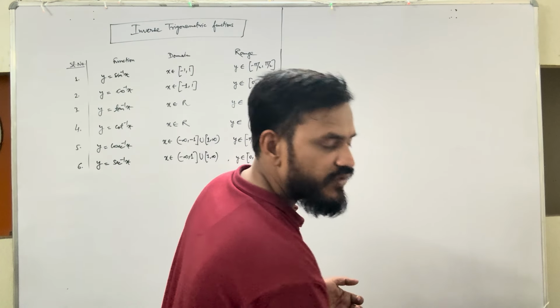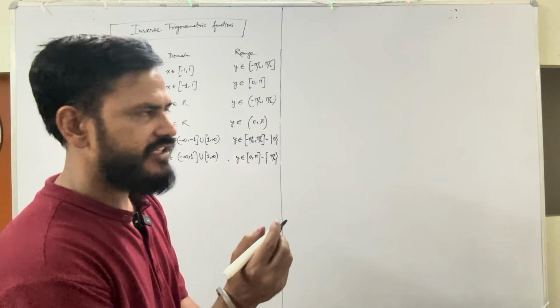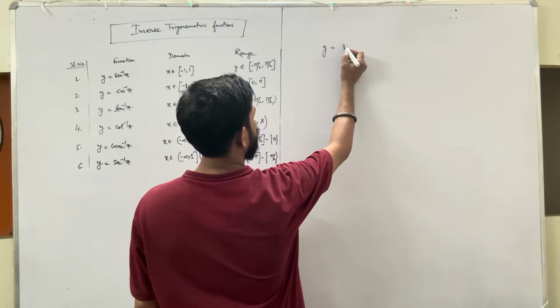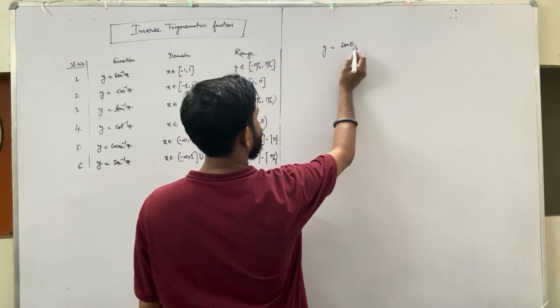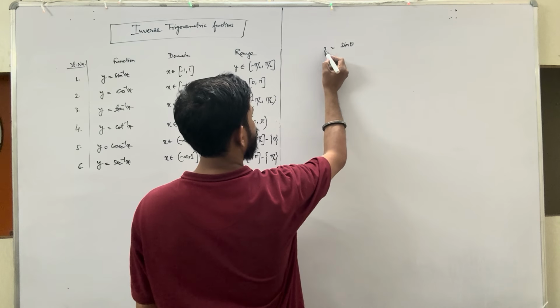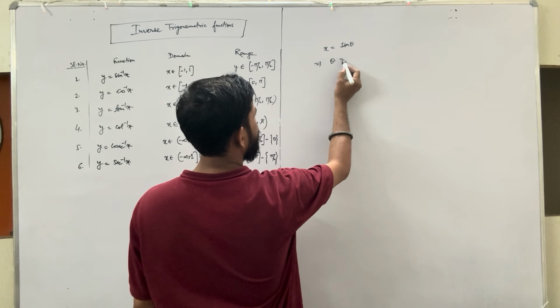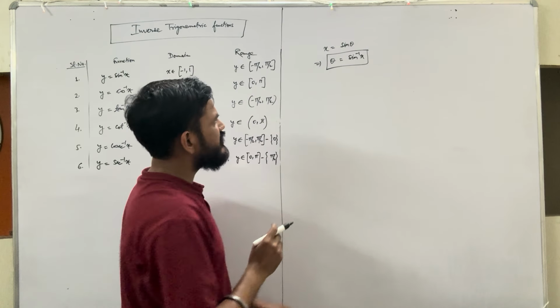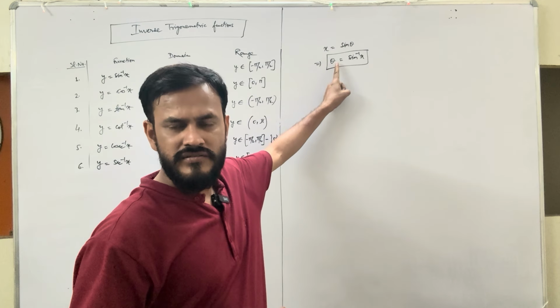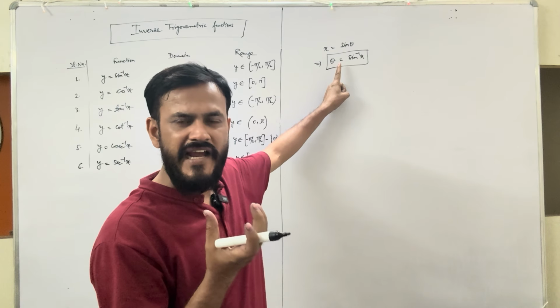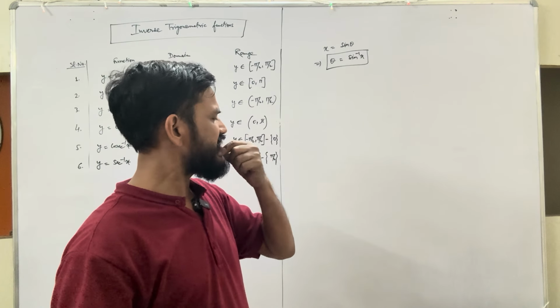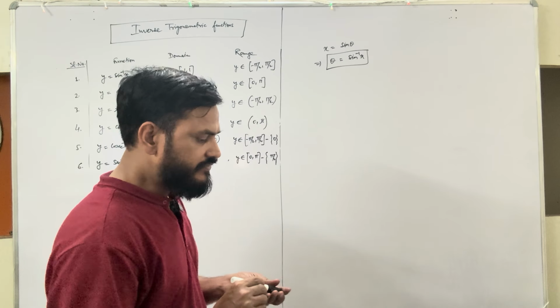Let us try to understand what is an inverse trigonometric function. Suppose one is having y equal to sine theta, or let's say x equal to sine theta. Then theta becomes sine inverse x. Now you see that an inverse trigonometric function tells us about the theta, the angular value of a function. So here we are going to discuss that only.